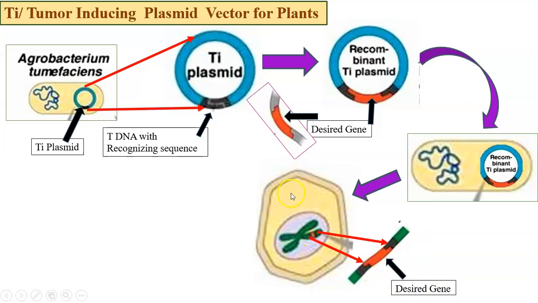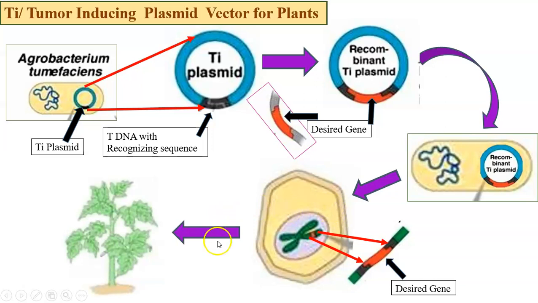This plant cell is used in tissue culture as initial material, and when the entire plant is produced from that, we find the character controlled by this desired gene has come into this plant. So we could introduce the desired gene through the TI plasmid, which is found in Agrobacterium tumefaciens.